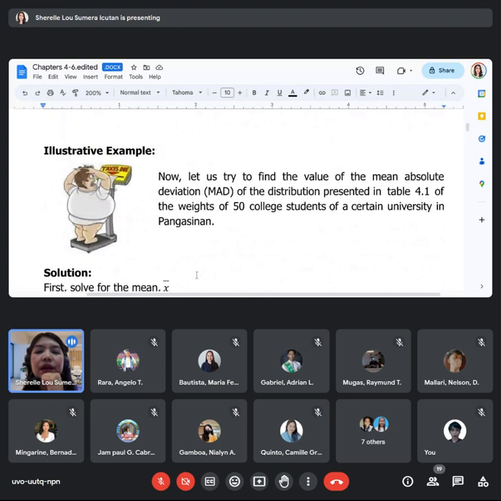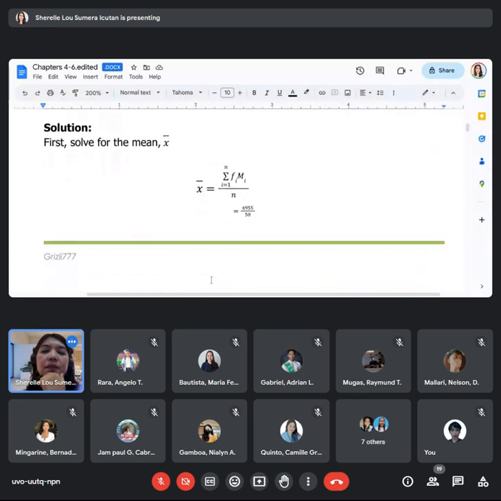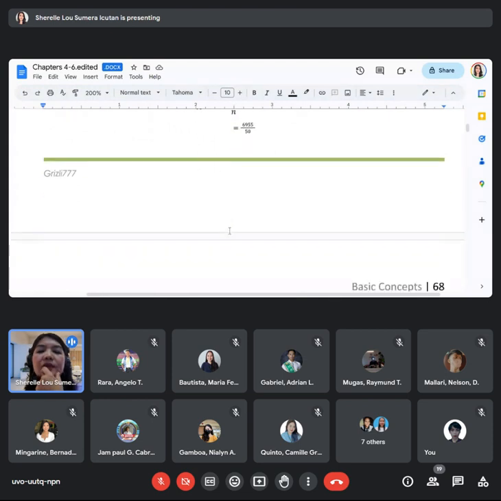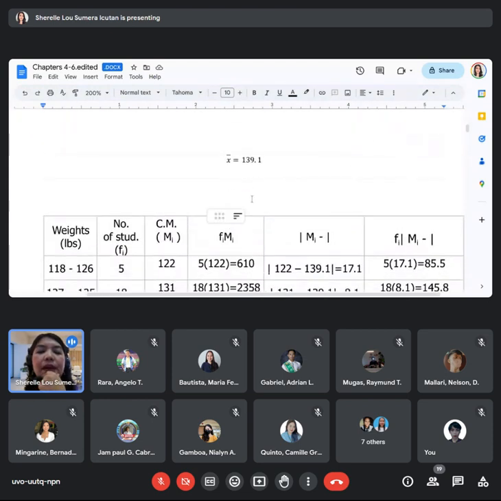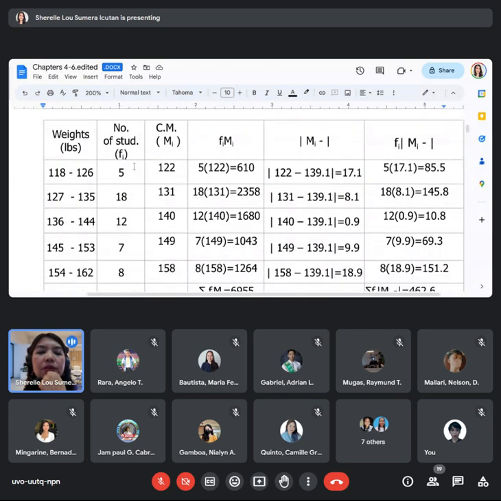Try to find the value of the mean absolute deviation of the distribution presented in table 4.1 of the weights of 50 college students of a certain university in Pangasinan. So for example, this one, solve for the mean first. Kasi yung same na data, so may mean ka na. What is the next thing that you have to do? Of course, you know how to get the Fi, you know how to get the Mi. These are the weights. So we just deal with the same grouped data before.